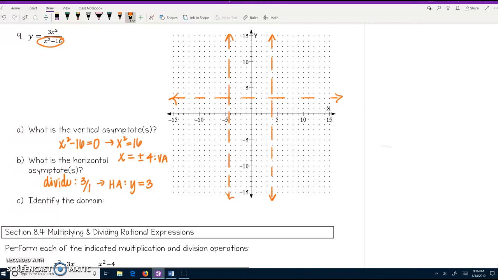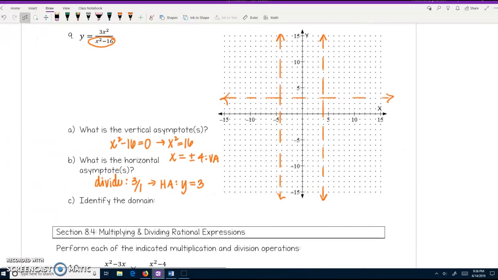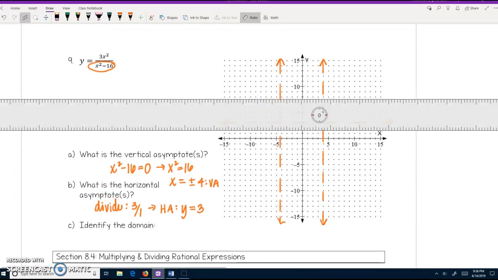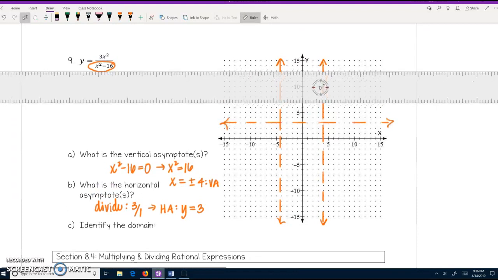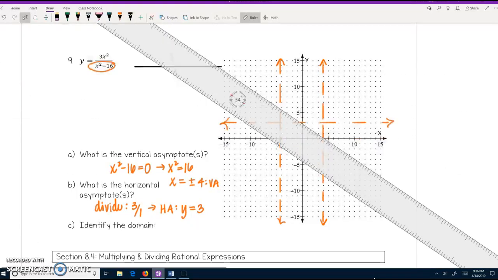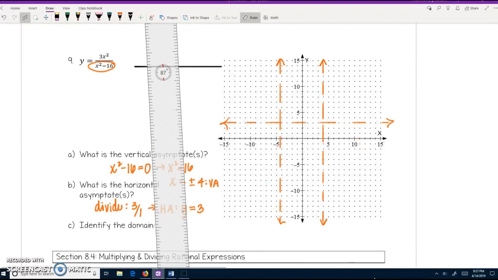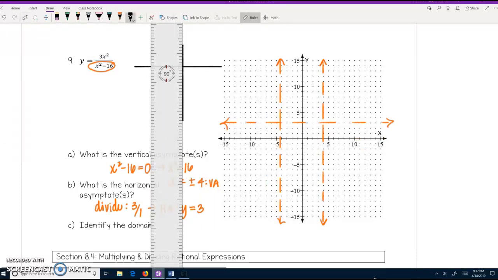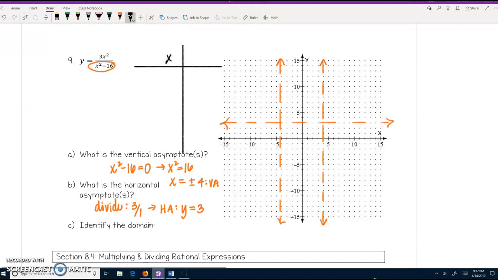And then I can start picking points to plot. And my recommendation is that we pick some on each side of our vertical asymptote. So we're going to want some that are smaller than negative 4, some that are in between negative 4 and positive 4, and then some that are bigger than positive 4. So that way we get a full picture. You're also going to want to plug these into your graphing calculators to make sure you're sketching the correct trend.